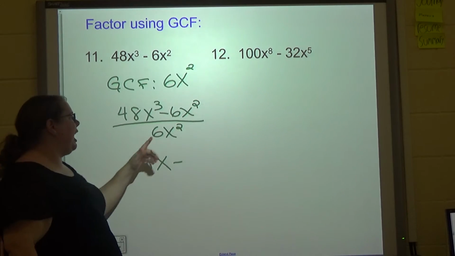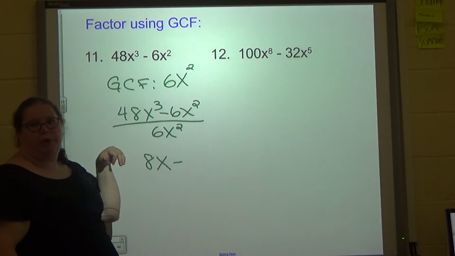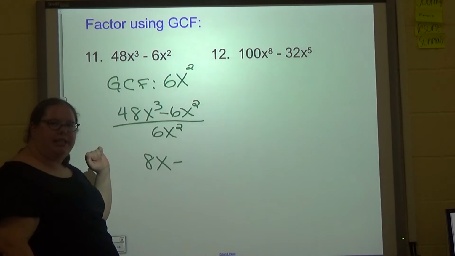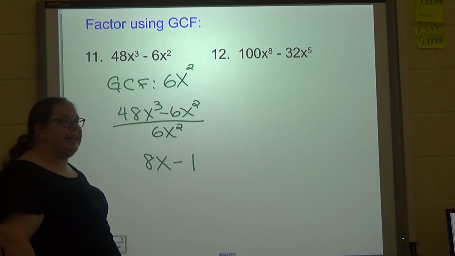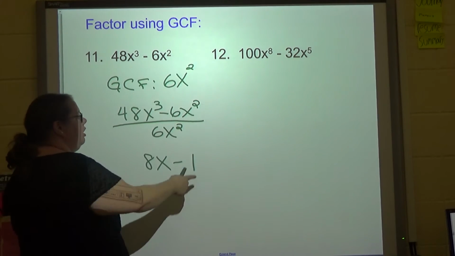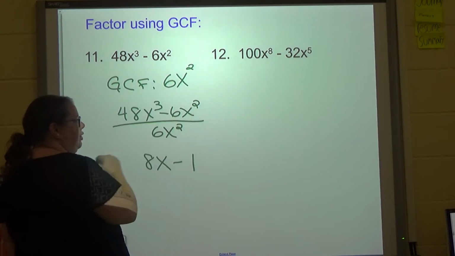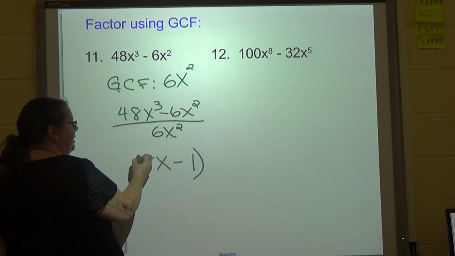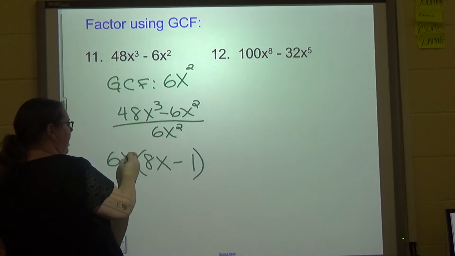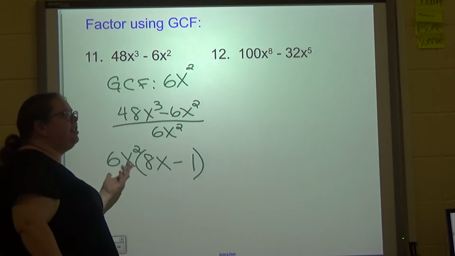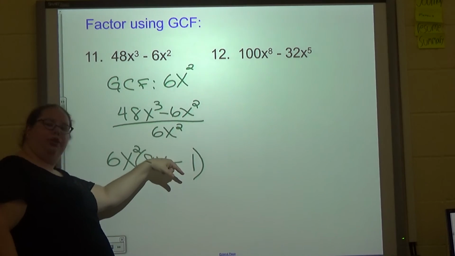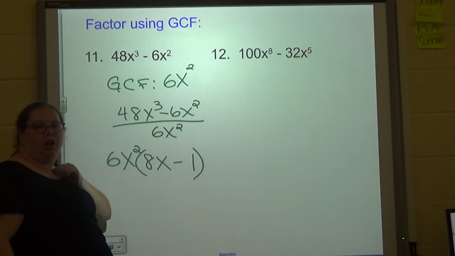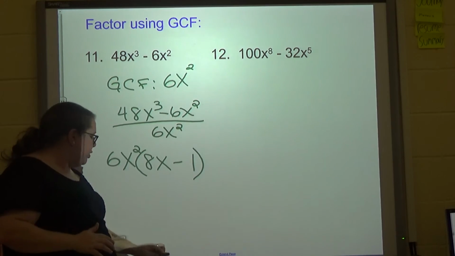Minus, now here's what happens. A lot of students, that just cancels away. But what's 6 divided by 6? 1. Don't forget the 1. That cannot just magically disappear. So that whole thing cancels to 1. Parentheses, 6x squared. And these are nice because they're really, really easy to check. All I have to do is distribute, and I should get back to where I started. Alright, number 12.